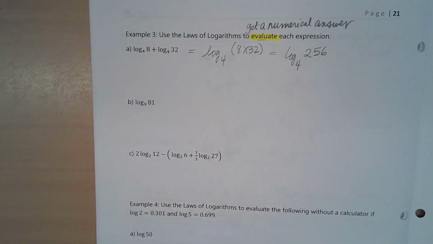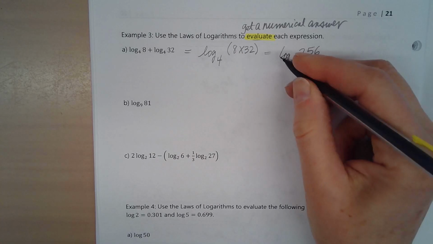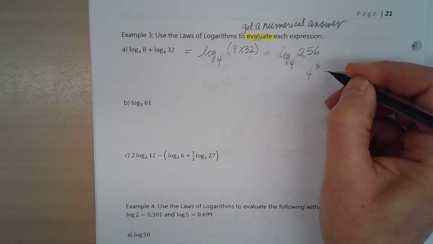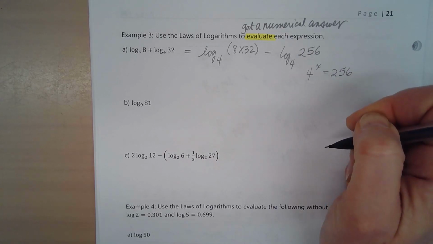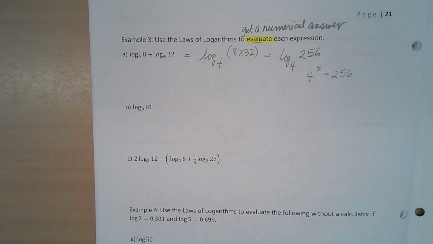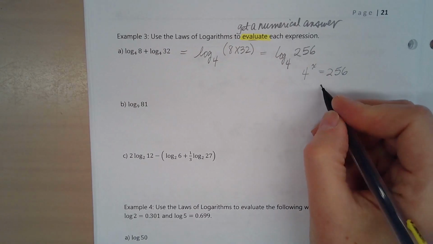Yeah. Okay. Now, kind of stuck here, right? Does anyone know what exponent I have to put on the 4? That's what I'm looking for, right? If I'm asked to log something, I'm looking for the exponent on 4 that equals 256. What is the mystery number, do we know? I think it's 4, isn't it? 16 times 16 is 256, right? So x is 4.